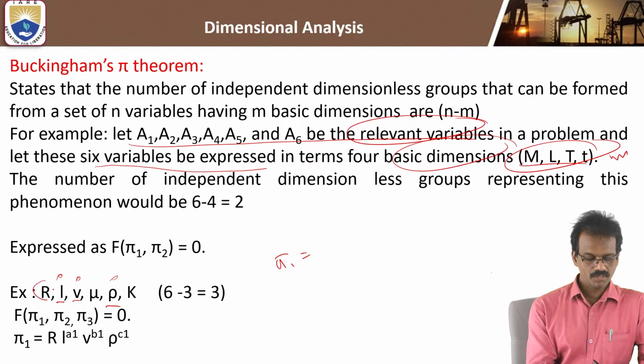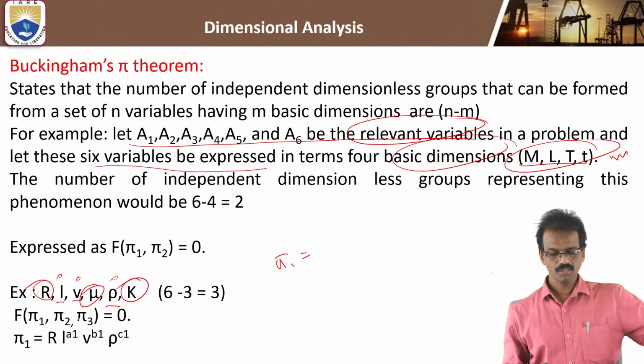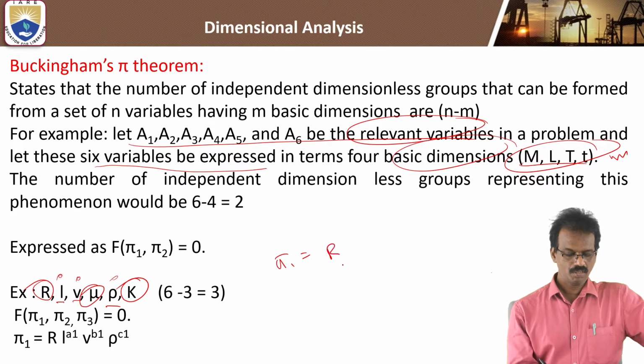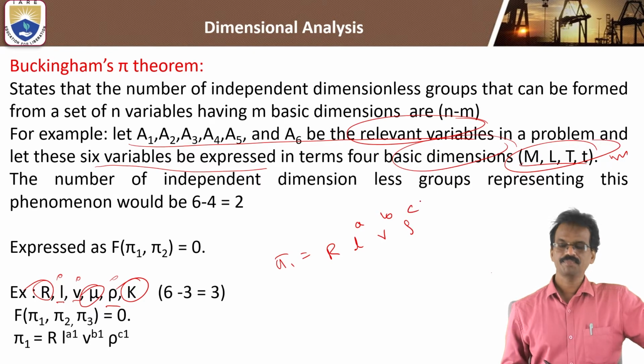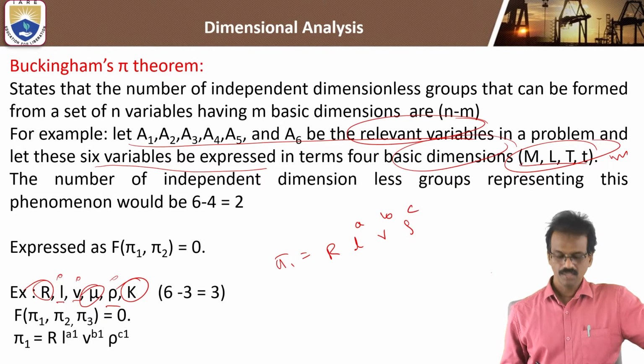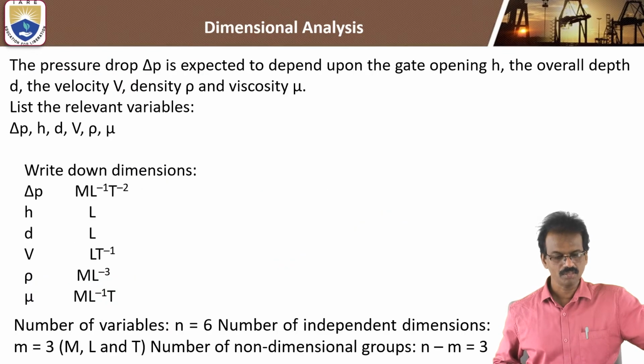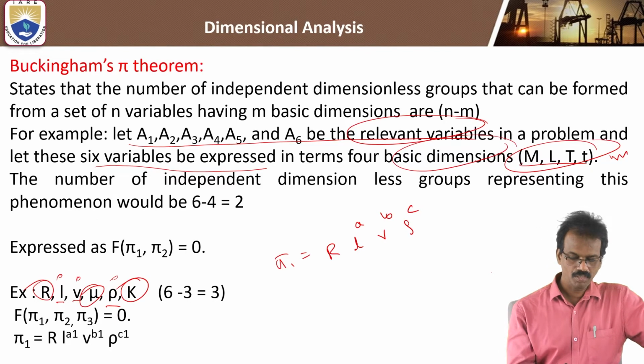remaining variables. This one is the variable, this one is the variable, this one is the variable. So first variable r into length to the power of a, velocity to the power of b, and density to the power of c. You have to take this one. That is the pi 1 term. That is the one example like this one.